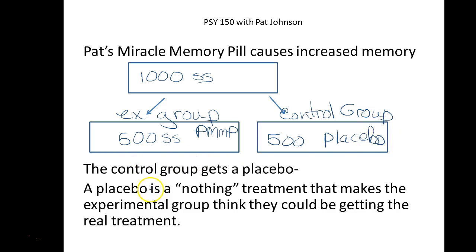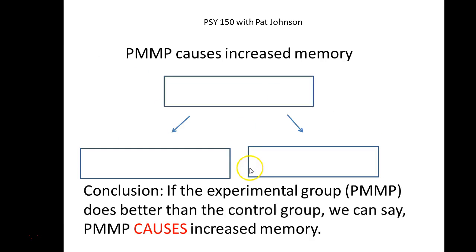If we do it that way, and make it double blind so that neither group knows which group they're in, and neither does the person who is handing out the drug, then we can come up with our conclusion and say that if the experimental group does, in this case, better than the control group, we can say that our drug, PMMP, caused increased memory.